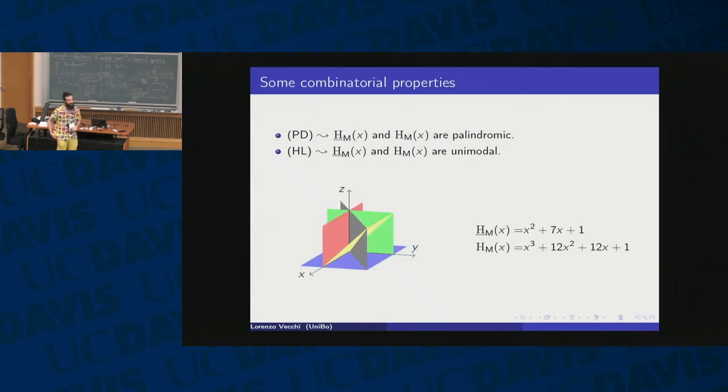And here's our example, and you can see the polynomials. These are very beautiful polynomials, and you can see both the palindromicity and unimodality. Proof by example that palindromicity and unimodality hold for every matroid.